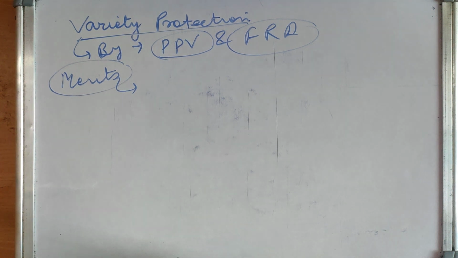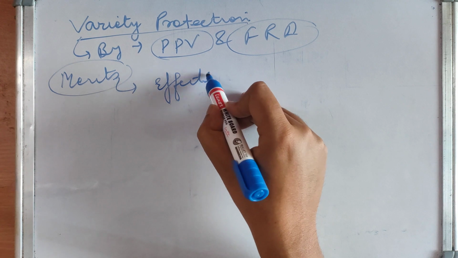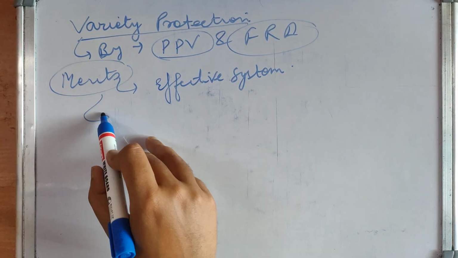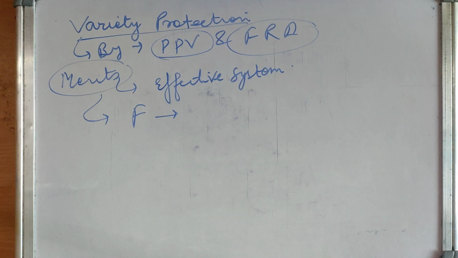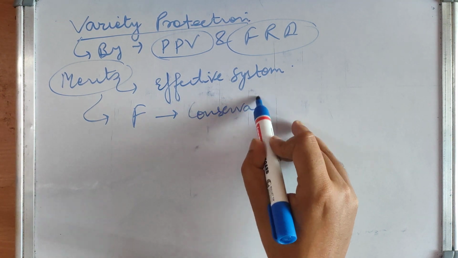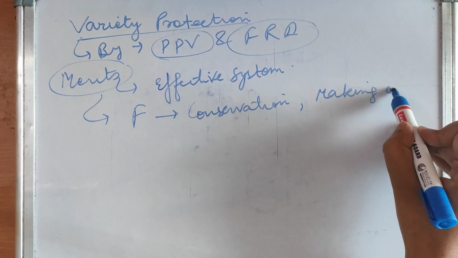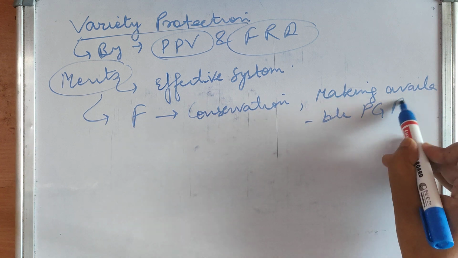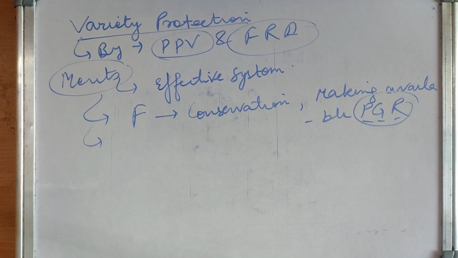It is an effective system for protection of varieties and rights. This Act is an effective system. It is going well in our system. It recognizes the contribution of farmers in conservation, improving, and making available PGR, that is plant genetic resources. I have discussed this in detail in previous lectures.